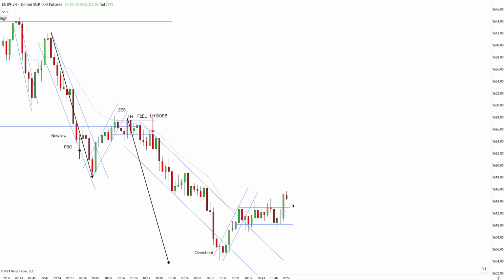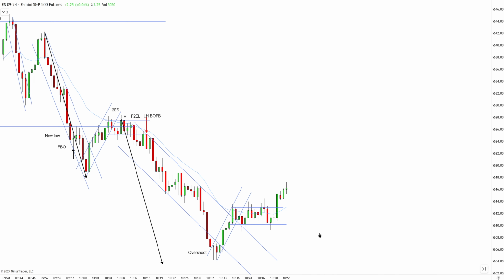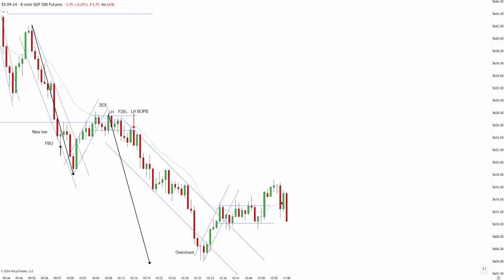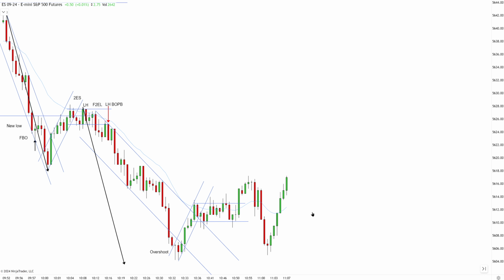It's too bullish, too many high lows. So I have to be careful. Overshoot is kicking in. I'm not going to argue with the market. There's a lower high, but I can't take it. It doesn't look that great.